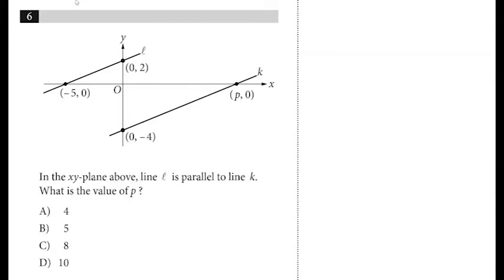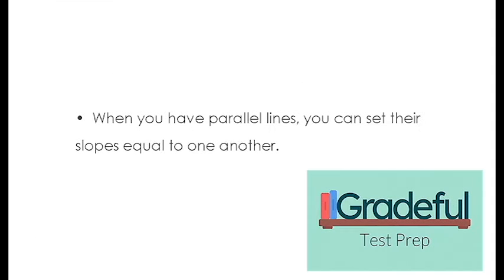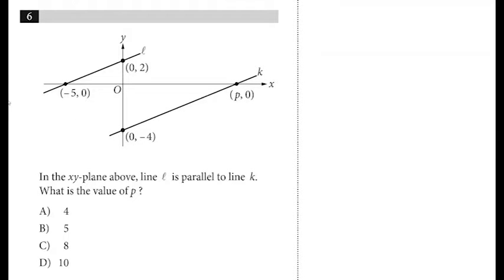Question 6. The biggest thing that jumps out at us in question 6 is that the lines are parallel. The most basic thing that parallel means is that they have the same slope. So it's easy to find the slope of line L. Let's just go ahead and get the slope formula. And a really easy way to do slope, so that you don't make a mistake, is label the 2 points x1, y1 and x2, y2.